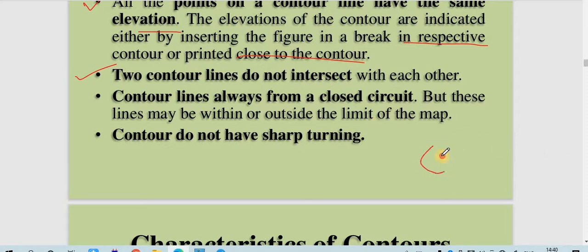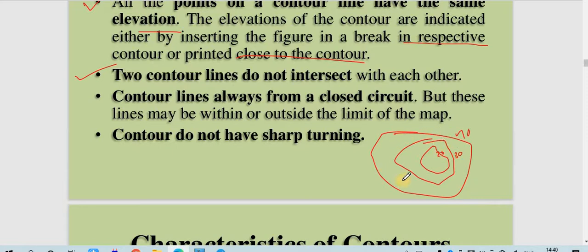So contour lines will not intersect each other, because they have different levels. This one will have 40 level, this one 30 level, so they will not intersect each other. Contour lines always form a closed circuit, but these lines may be within or outside the limit of the map.